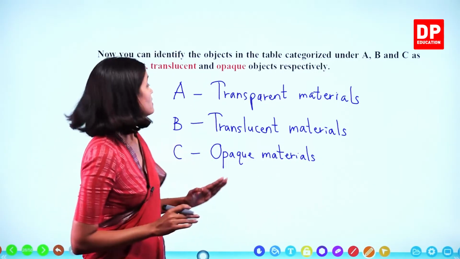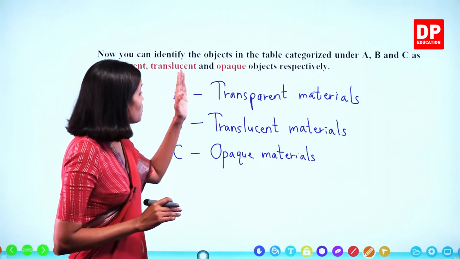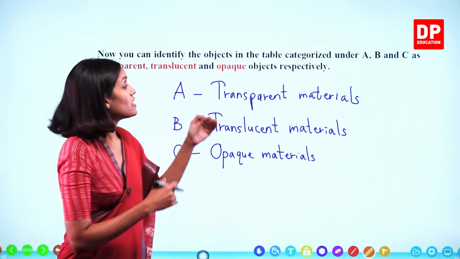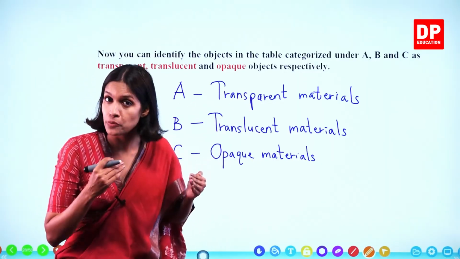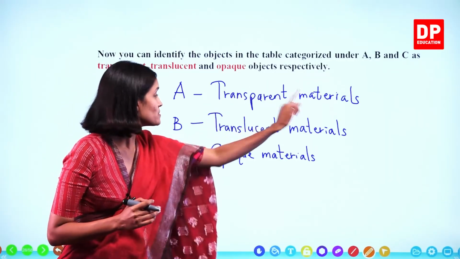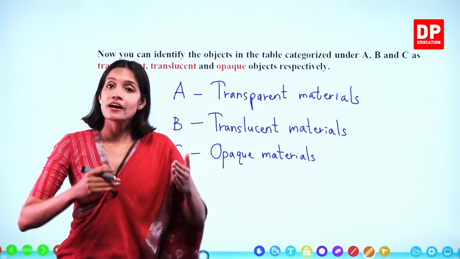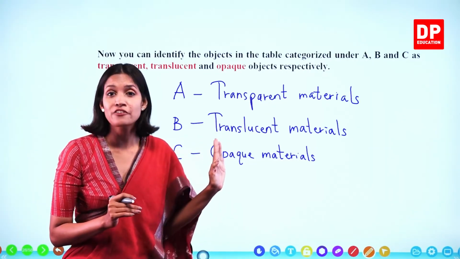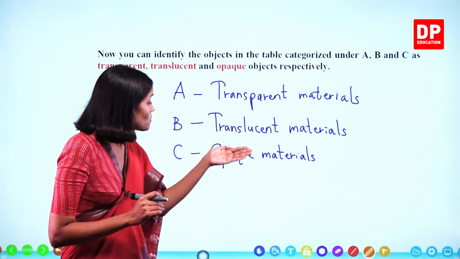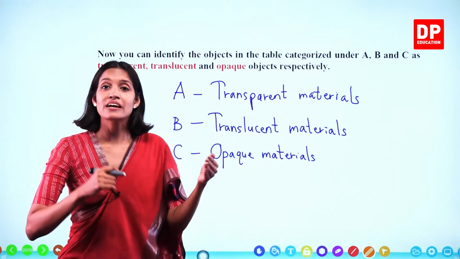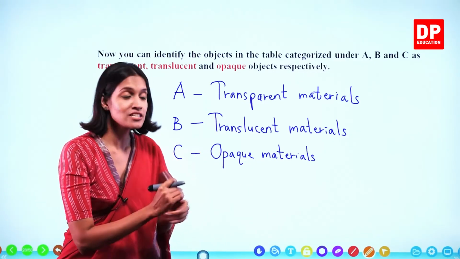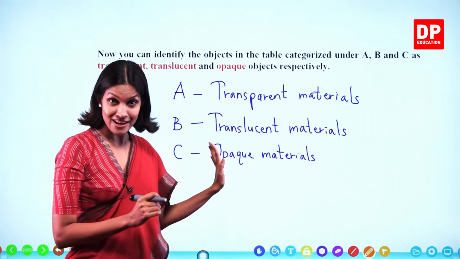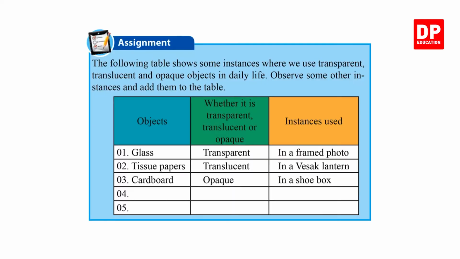Okay, children? So the objects or the materials where light travels through very well are known as transparent materials. The materials where light passes only partially are known as translucent materials, and finally, the objects or the materials where light does not travel through are known as opaque materials, right? Right, children. Now we have to do an assignment.